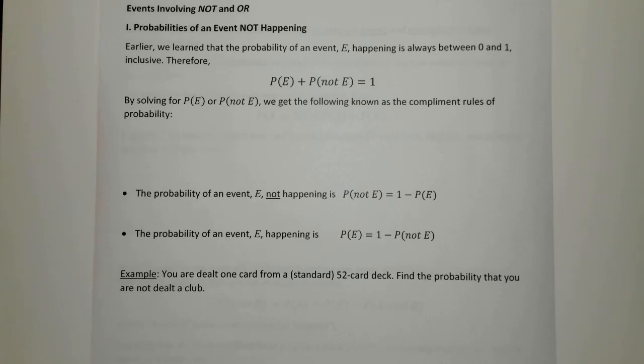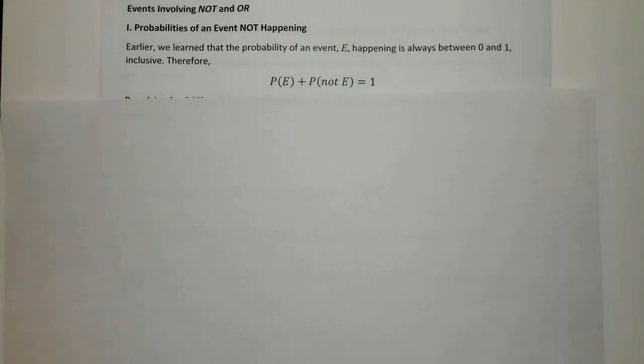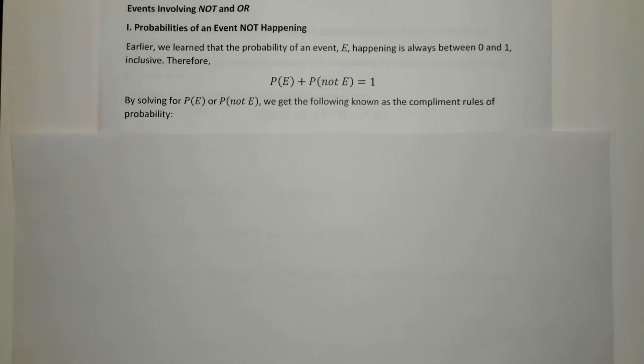Earlier we talked about how the probability of an event is always between 0 and 1, and so the probability of an event happening and the probability of an event not happening is always equal to 1. So if we look at that equation and we solve it for P of E or P of not E, then we get the following, known as the complement rules of probability.